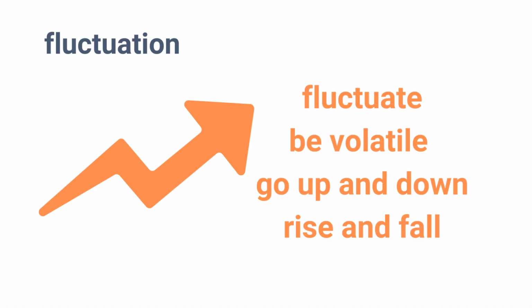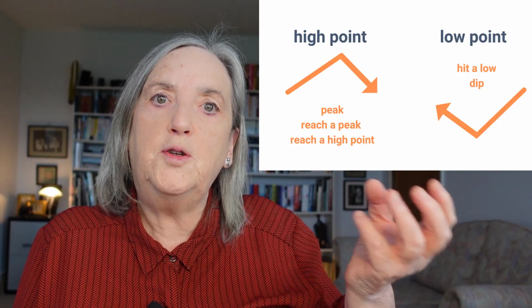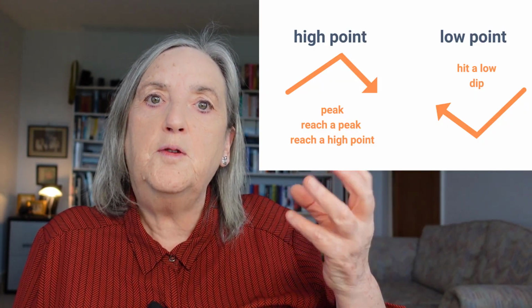This across movement, this horizontal movement, can also be fluctuation. And I've got some verbs here for you, or some expressions here for you. Fluctuate, be volatile, go up and down, to rise and fall. So we've got other movements. One of them can be a high point like this. And a high point, that can be a peak, or it can be to peak, to reach a peak, to reach a high point.